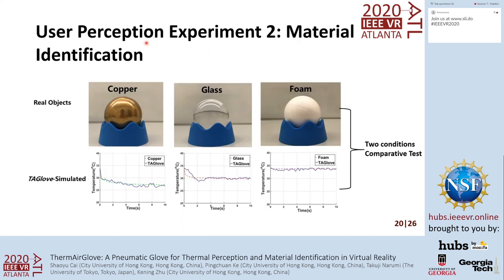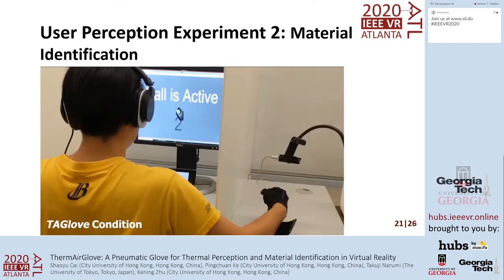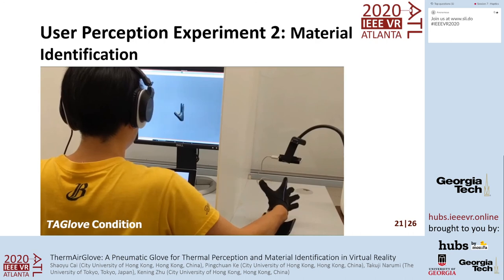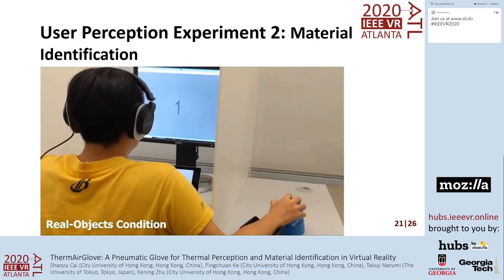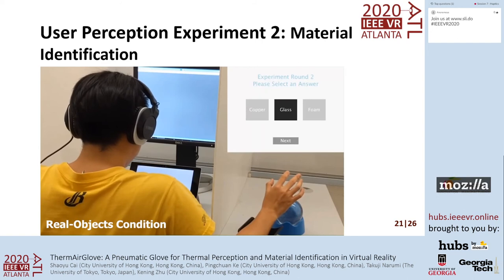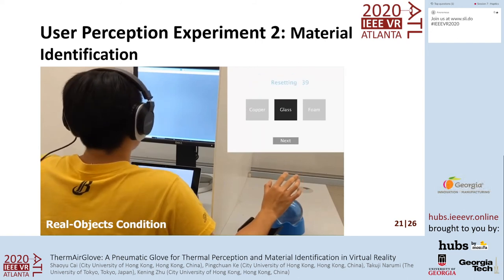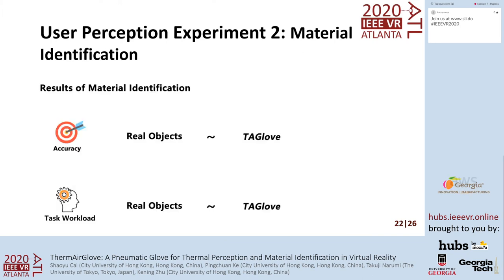Then we conducted another user perception experiment for material identification among copper, glass, and foam. The setup for this experiment was similar to the previous user perception experiment. In this experiment, two types of material simulation, the real objects and the temperature signals of Tegelov, were presented to the participants in two sequential sessions in a counterbalanced order. The results showed our thermal air glove system could achieve an average accuracy of 87.2%, which could support users' material identification with no significant difference compared to perceived real physical objects.